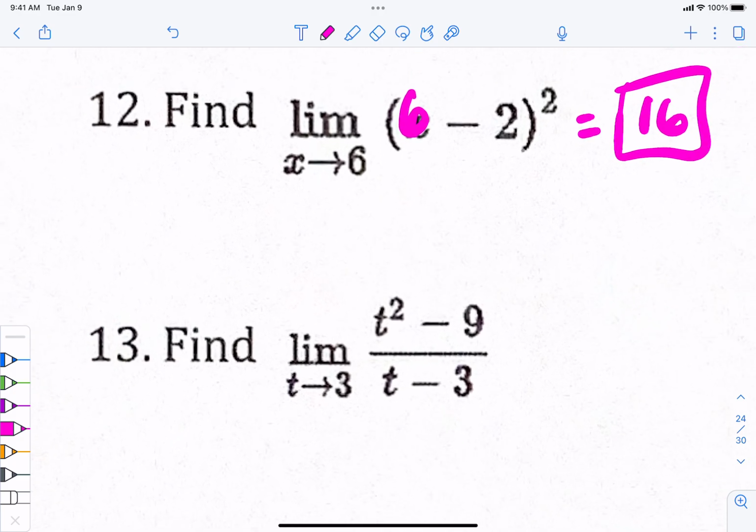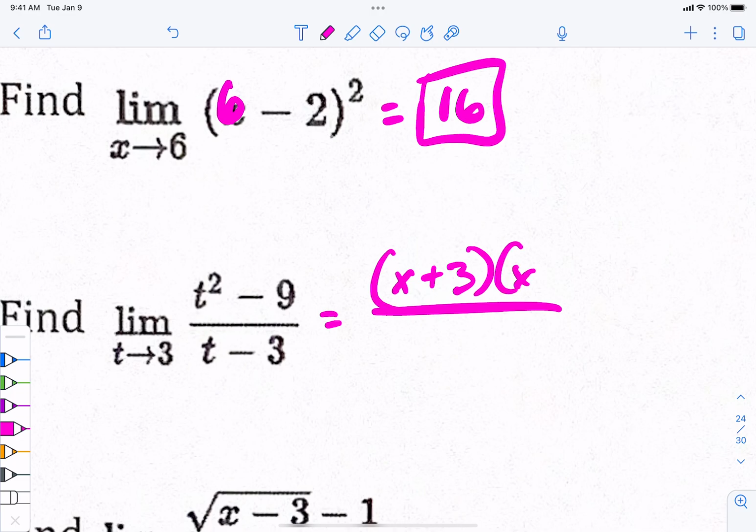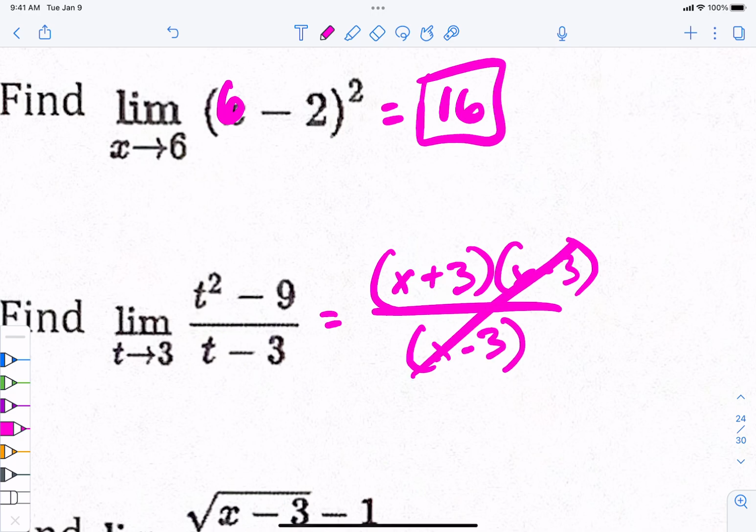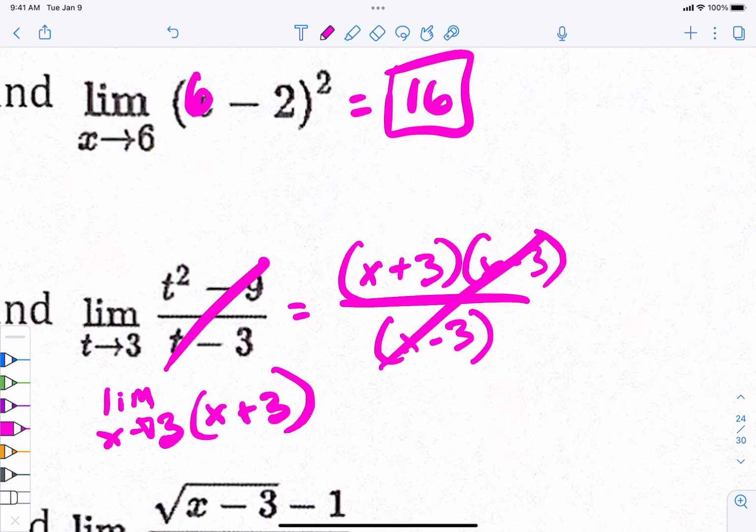All right, 13. Can you plug it in? No. What are you going to do? Break down the top. x plus 3 and x minus 3, and x minus 3 on the bottom, so it cancels. That means x minus 3 is a hole, which is actually x equals 3, right? You still have to do the limit part, right? So this then transforms into the limit as x goes to 3 of just x plus 3. So now the answer is 6 because now you can plug it in, right?